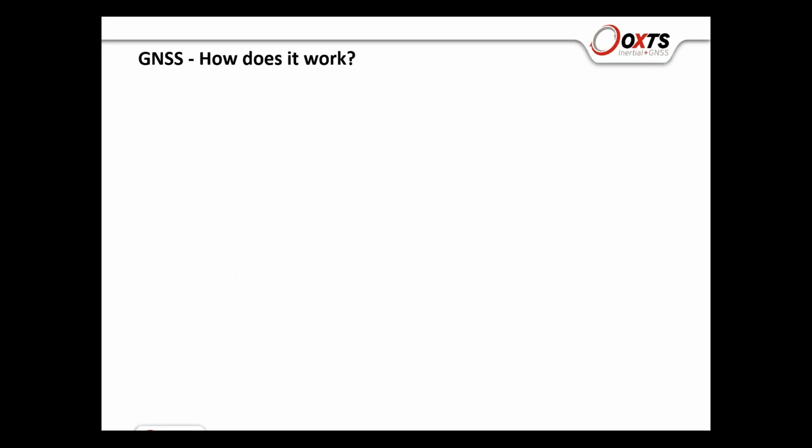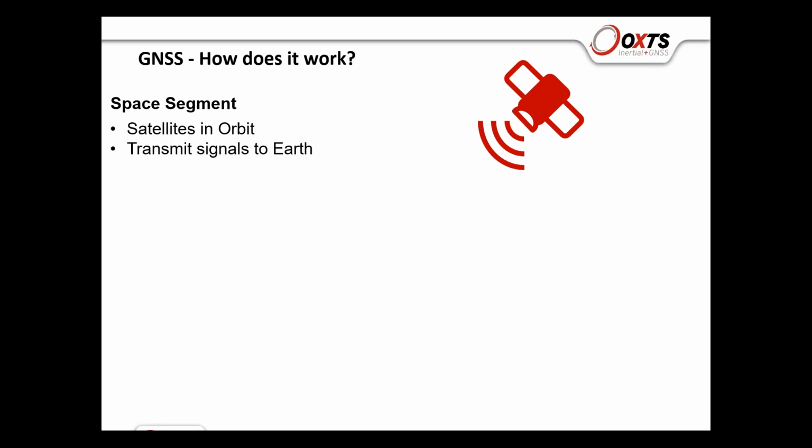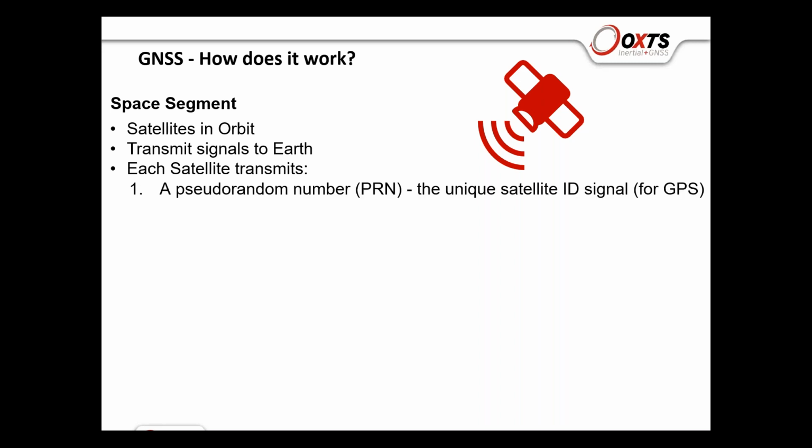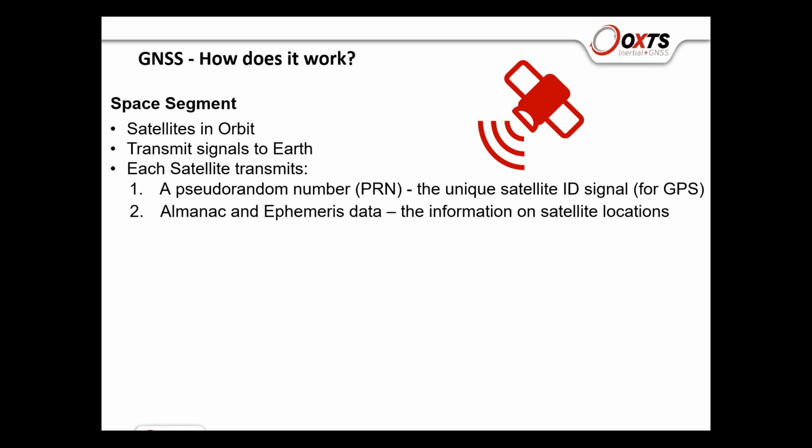So how does GNSS actually work? Well, you can split it up into 3 different segments. First of all, we have the space segment. This is satellites in orbit, which transmit signals to the Earth. Each satellite transmits a piece of information. For GPS, a pseudo-random number, and this is the unique satellite ID signal. It also transmits almanac and ephemeris data. This is the information on satellite locations.